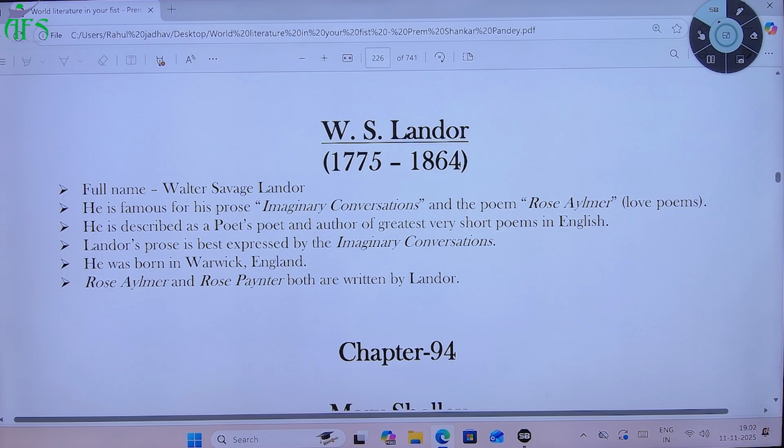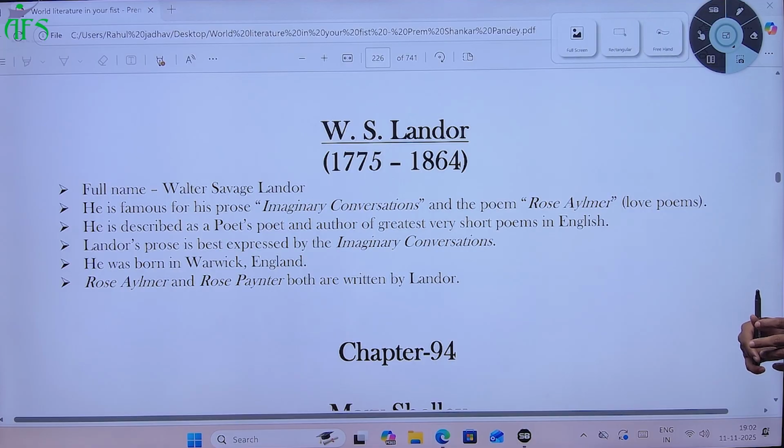He is the author of a great and very short conversation, poems in English. Landor's prose is best expressed by the Imaginary Conversations, and he was born in Warwick, England. Rose Aylmer and Rose Painter both were written by Landor. So W.S. Landor remains again one of the famous personalities.